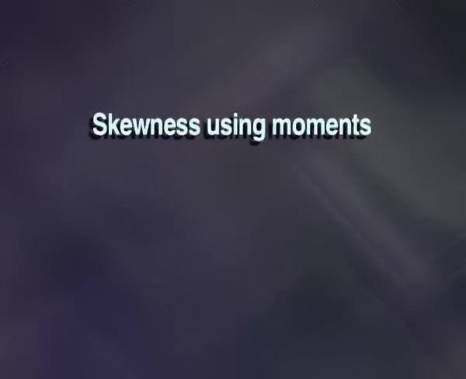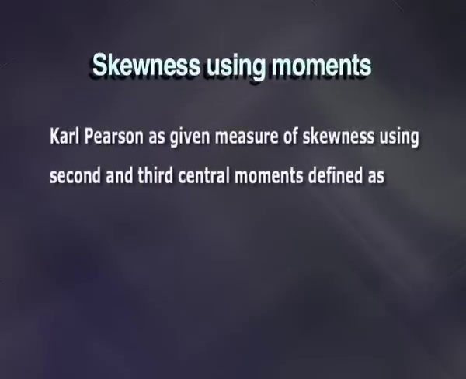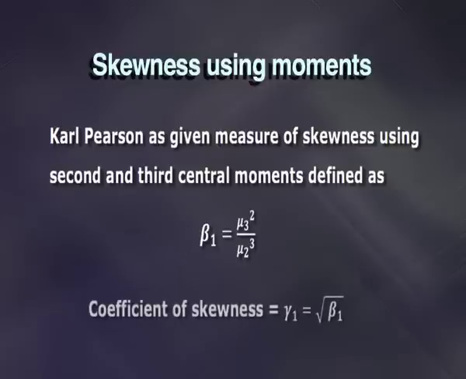Now, skewness using moments. Karl Pearson has given a measure of skewness using the second and the third central moment, defined as skewness equal to beta 1 equal to mu 3 square upon mu 2 cube. Coefficient of skewness is equal to gamma 1 equal to root of beta 1.